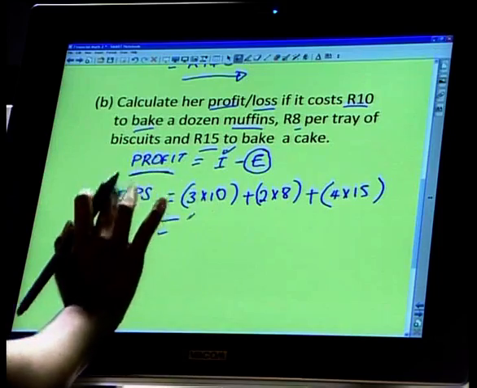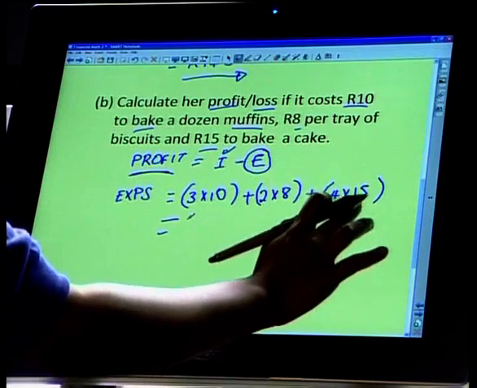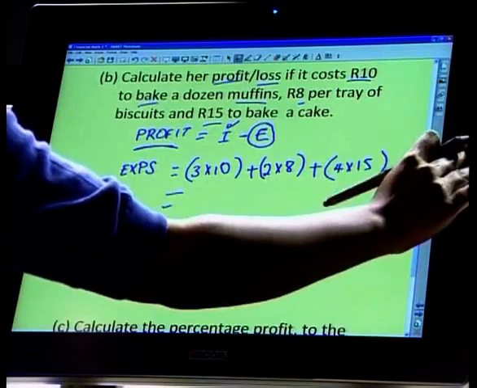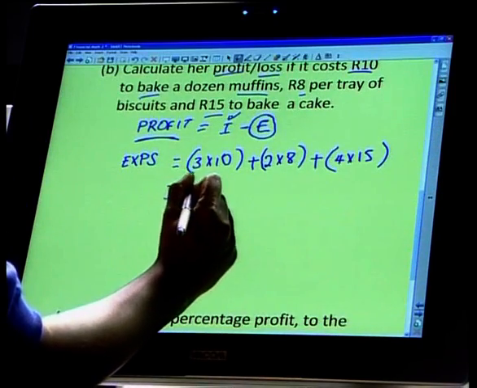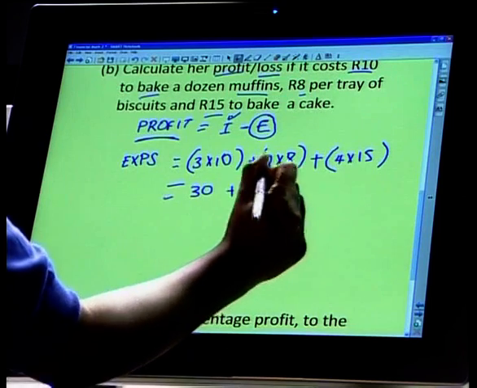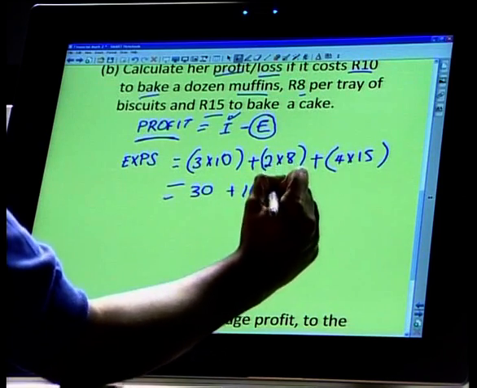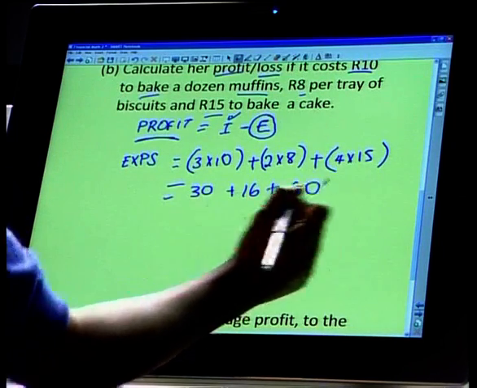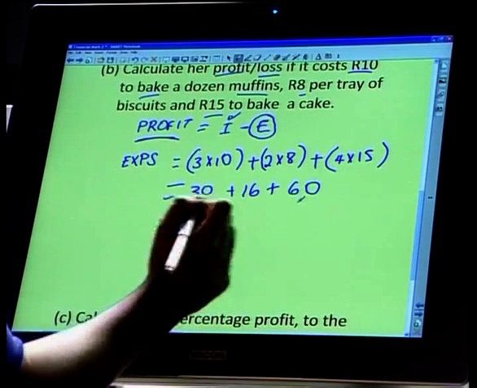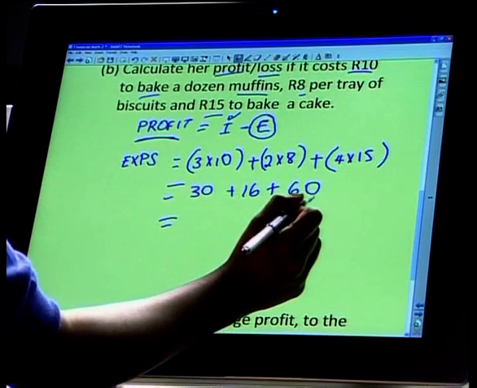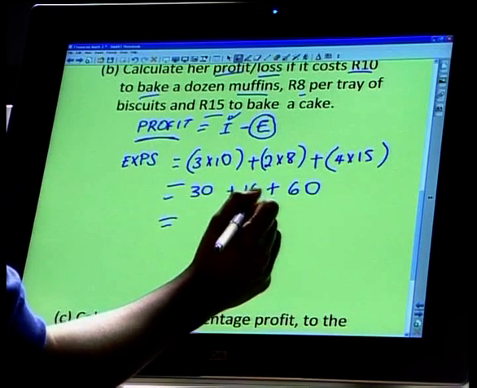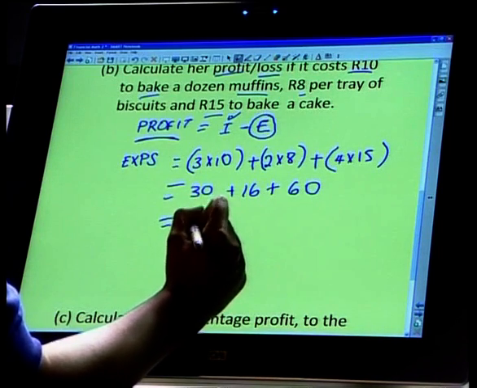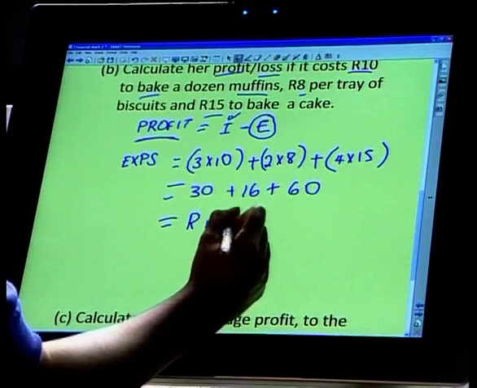Okay, so her expenses are going to be the total of each of the individual amounts. 3 times 10 will give us 30, plus 2 times 8 is 16, and 4 times 15 is 60. We can then add all of this together. 30 plus 60 is 90. 90 plus 16 will give me 106 Rand.